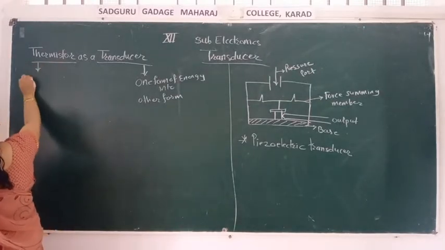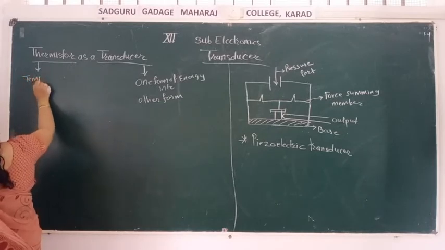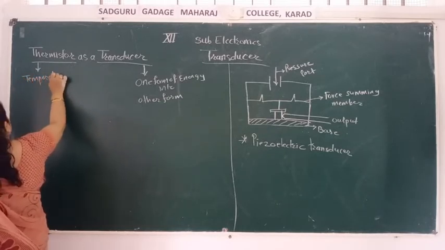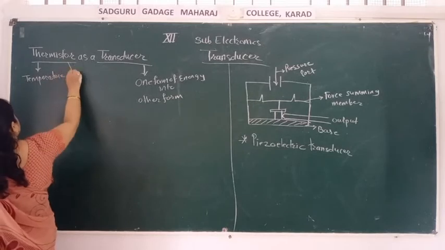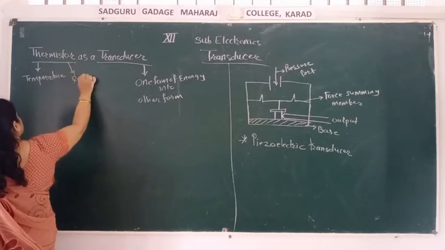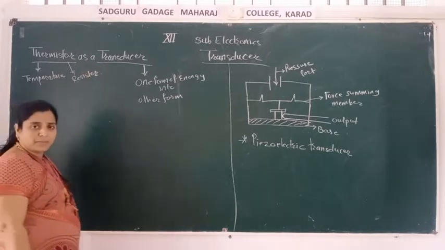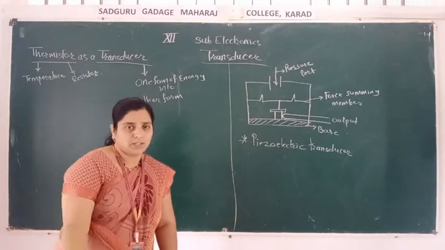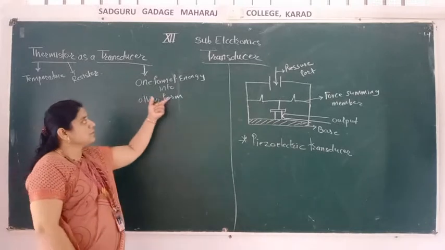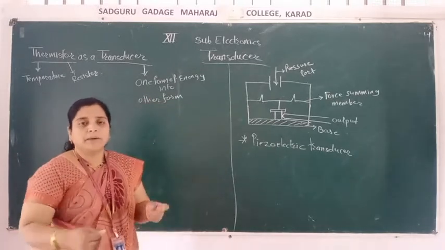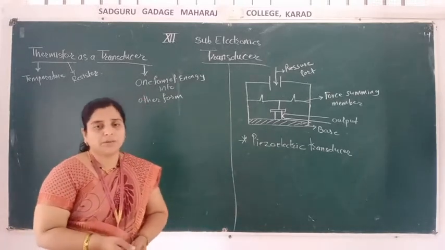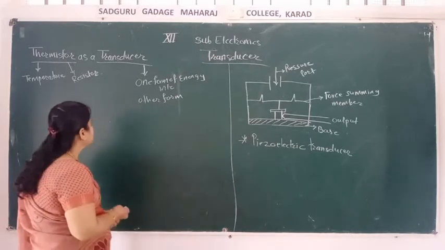Thermistor means it depends on the temperature. A resistor which depends on the temperature is called a thermistor. No doubt a transducer converts one form of energy into another form, but we are going to see the thermistor as a transducer.